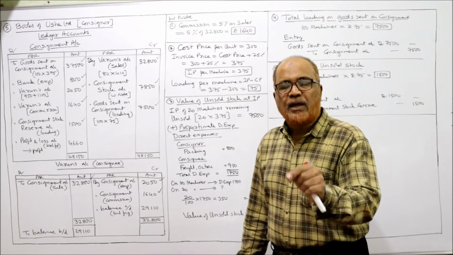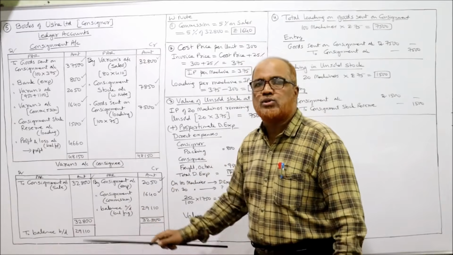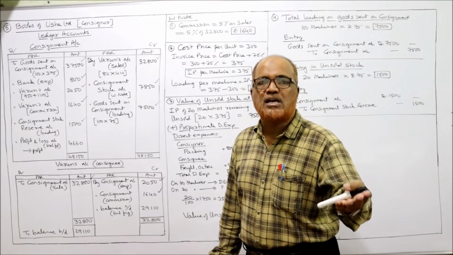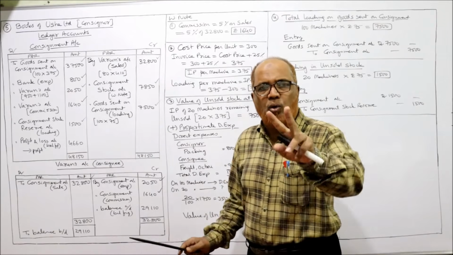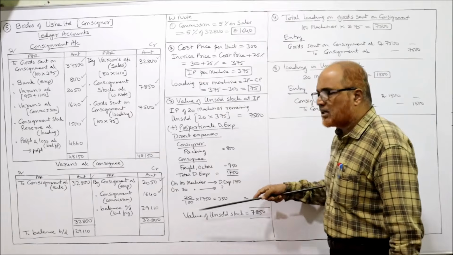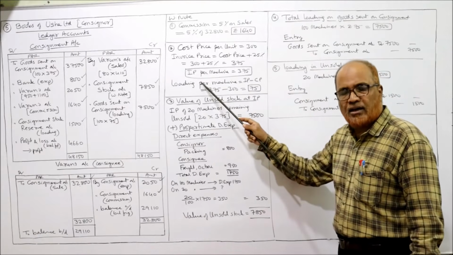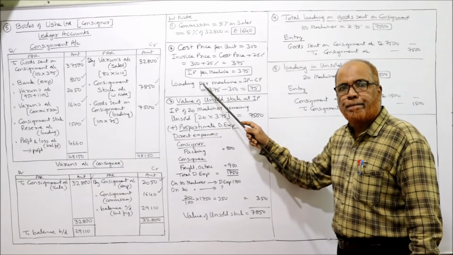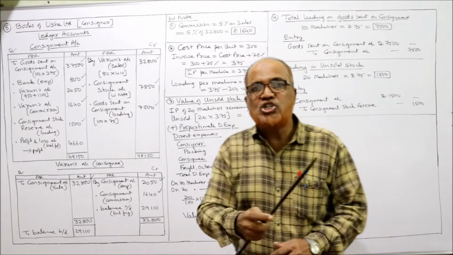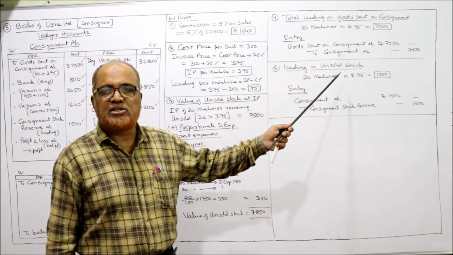In this problem, it is asking you to make only two accounts, that is the consignment account and Varun's account. It is not asking you to make the goods sent on consignment account or the consignment stock account. Only two accounts. That's why I have prepared two accounts. Each and every point I have clearly given here in working notes regarding commission, regarding loading per machine. How much is the loading? Then the value of unsold stock. And the additional two entries when goods are sent on invoice price.